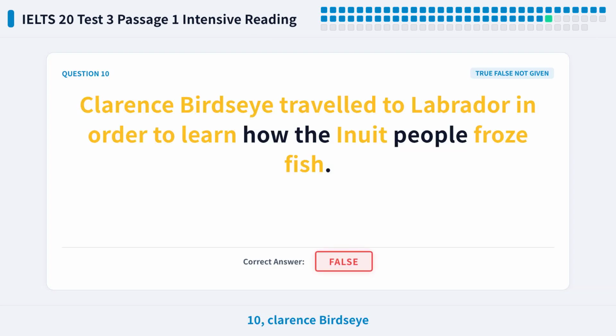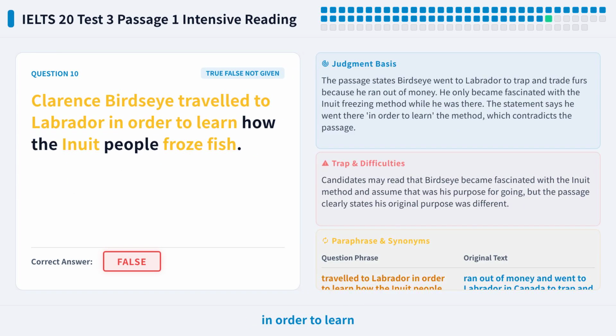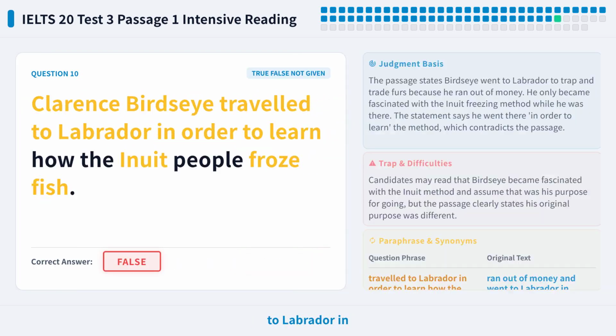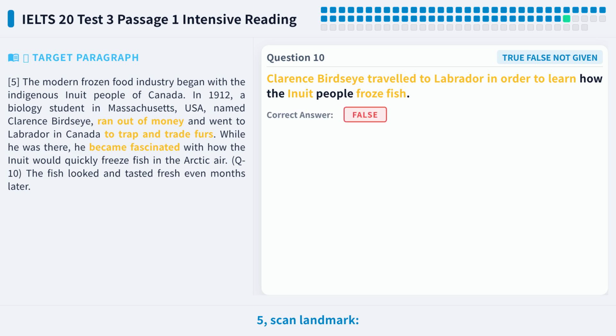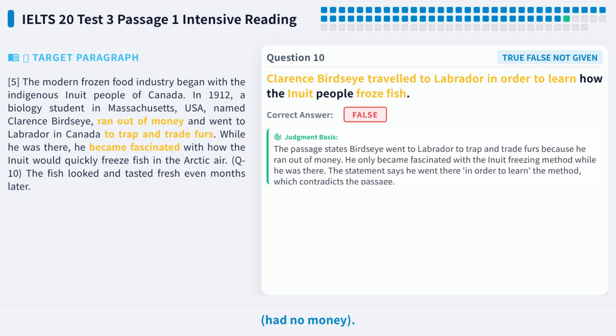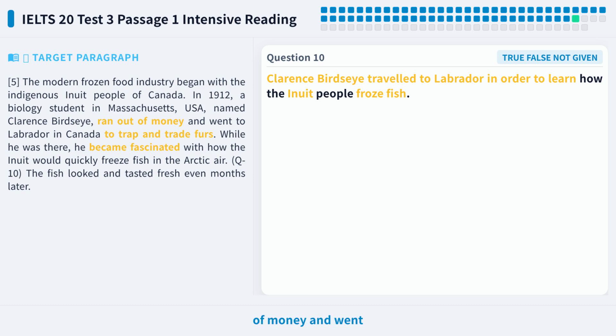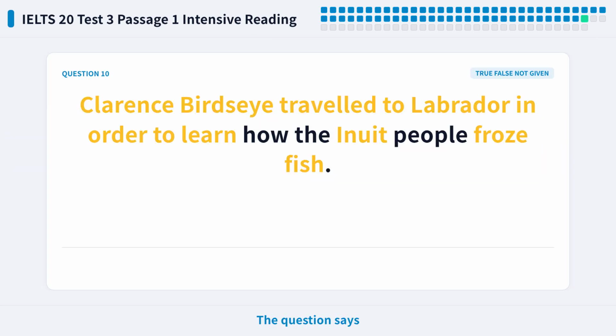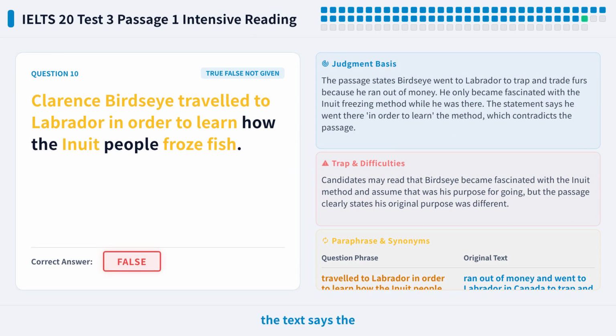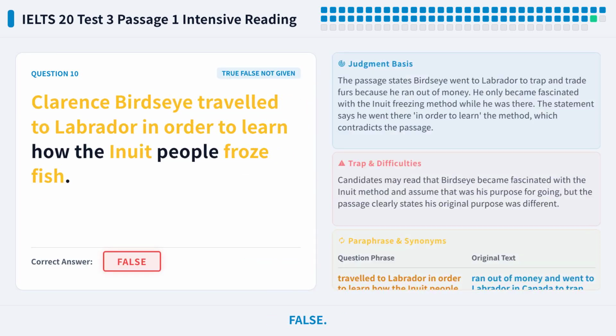Let's look at question 10. Clarence Birdseye traveled to Labrador in order to learn how the Inuit people froze fish. Key clue: traveled to Labrador in order to learn. Purpose. Locate paragraph 5. Scan landmark: ran out of money, had no money. The original text says, ran out of money and went to Labrador in Canada to trap and trade furs. The question says the purpose was to learn, but the text says the purpose was to trap and trade furs. These directly contradict each other. This is a reverse paraphrase. So the answer to question 10 is false.